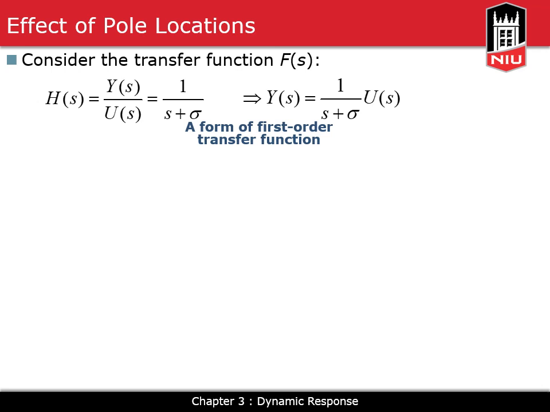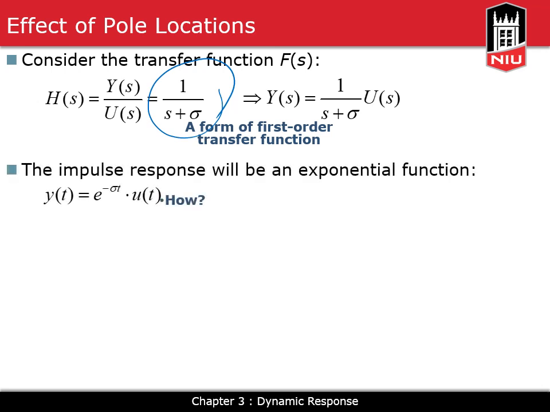For an example, consider a first-order transfer function. Let's say a transfer function is 1 over s plus sigma, where that sigma is a constant, like 5. So let's say it's 1 over s plus 5, for example. The output is 1 over s plus sigma, the transfer function, times the input U.